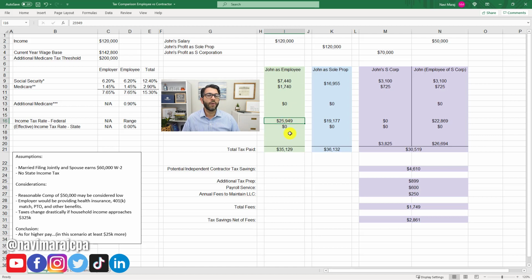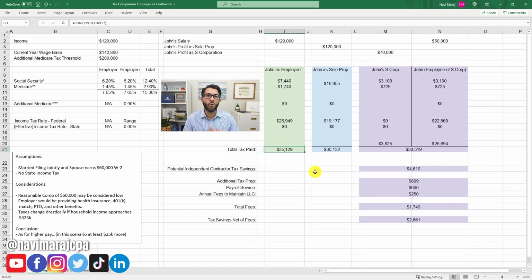Now I put this in my tax software to see how much income tax John would have to pay. And the number I got is about $26,000. The assumption being made here is that John is married and his spouse earns $60,000, right? It's just a number that I threw in there, okay? So that's how we got to this number: married filing jointly tax return, spouse earns 60 grand as well, as John earning 120. So this was the tax liability. Total tax paid, $35,129.